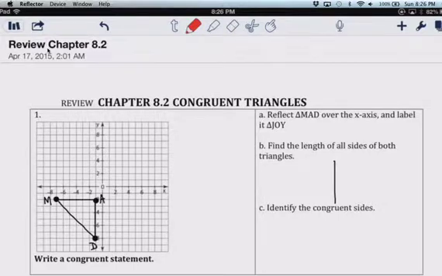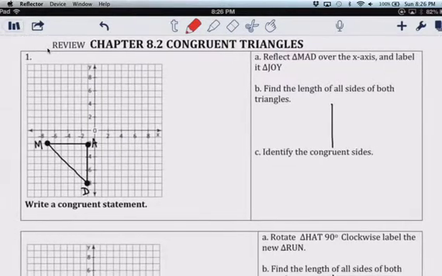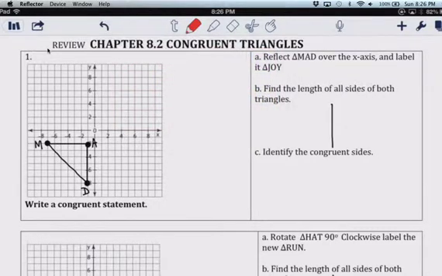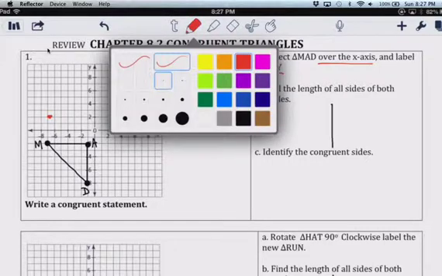Okay, this was Friday's homework. You need to reflect the shape over the x-axis and label it JOY. Okay, let's reflect first the M over the x-axis. Here, that becomes a J.